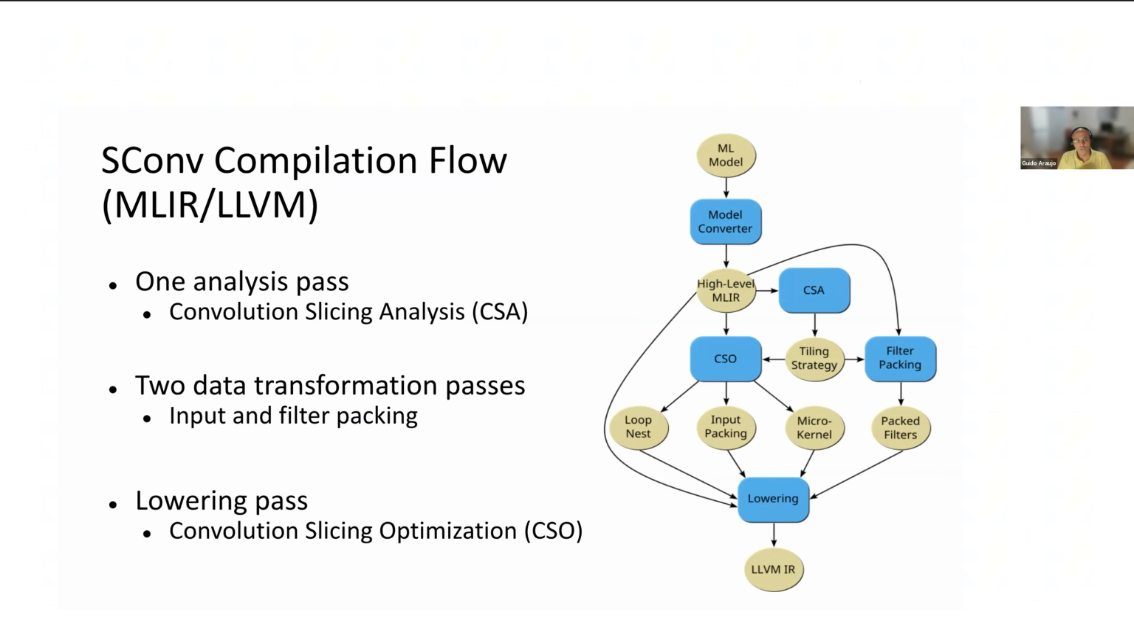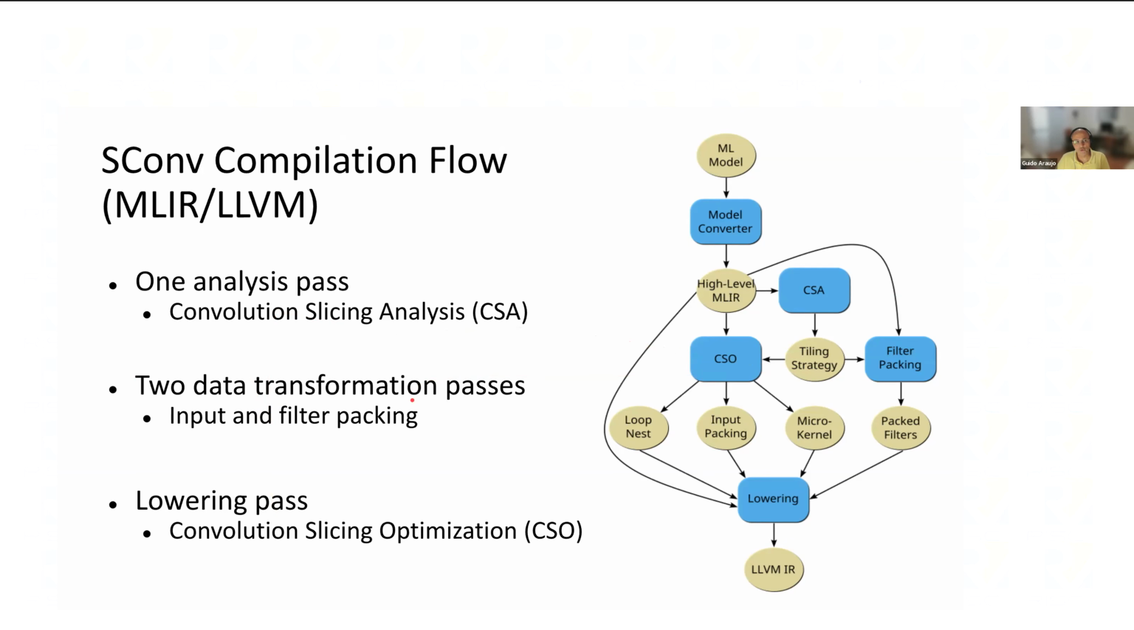Okay. So the slice convolution algorithm has a flow in which we introduced three major components. The first one is an analysis pass. It's called convolution slice analysis. And this pass has the goal to define a tiling strategy and a scheduling strategy. And I will discuss that in detail later.